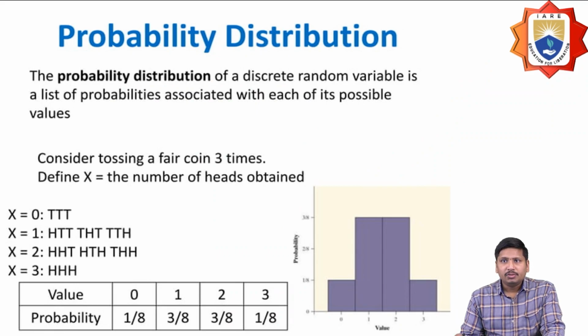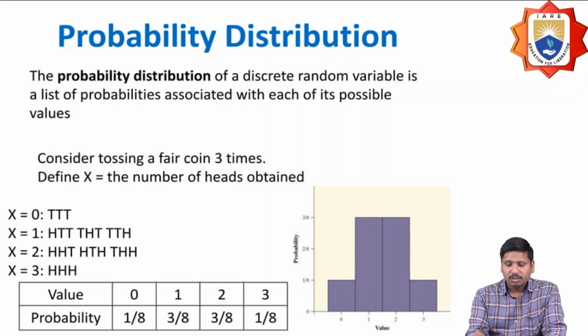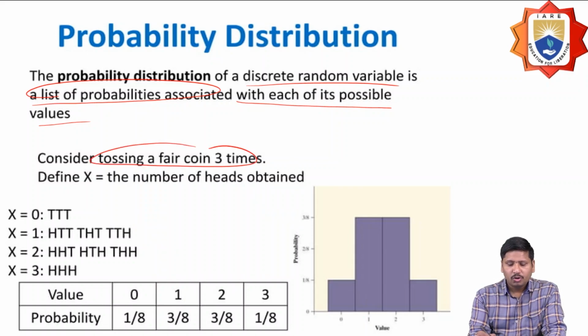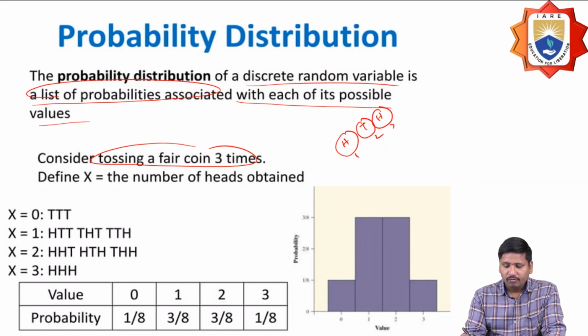The probability distribution for a discrete random variable is nothing but a list of probabilities associated with each of its possible values. Consider tossing a fair coin 3 times, so I can find the probability distribution of that. For example, if I toss a fair coin 3 times, one side is head and the other side is tail. So if I toss these 3 coins, what is the probability of getting each outcome? I have to find it out.